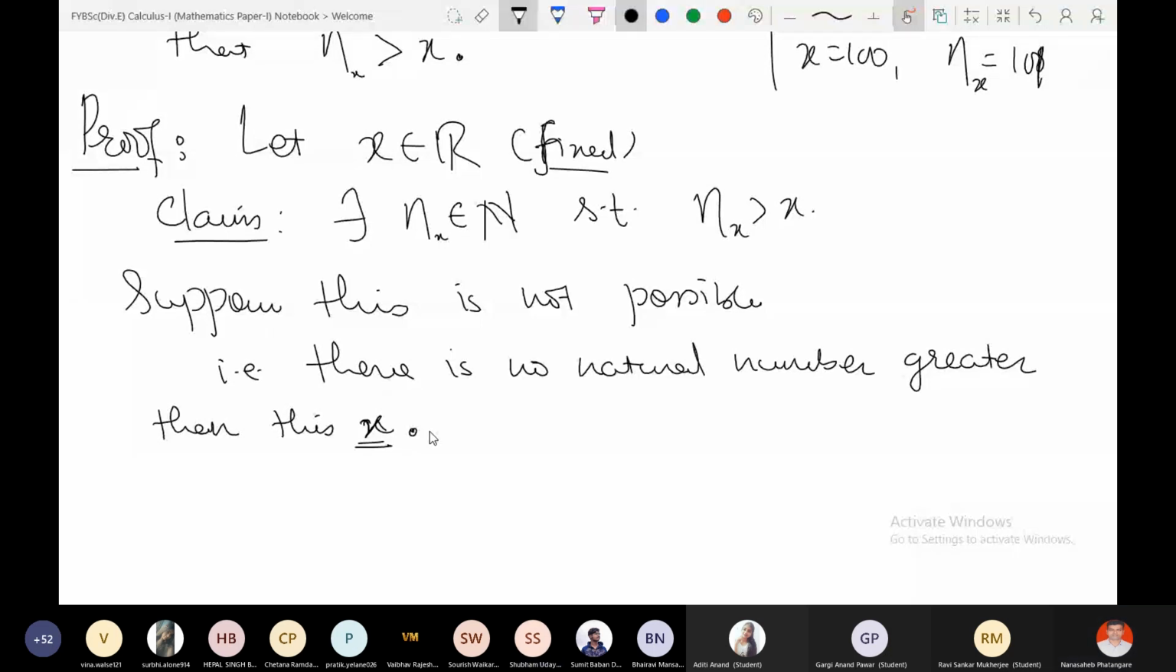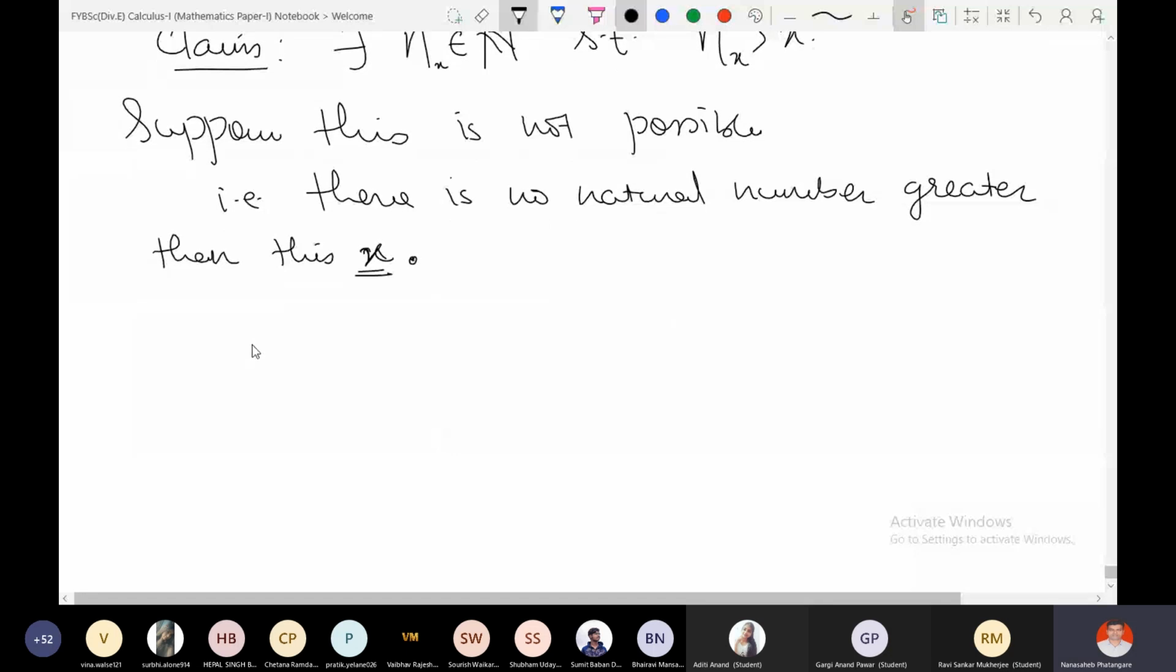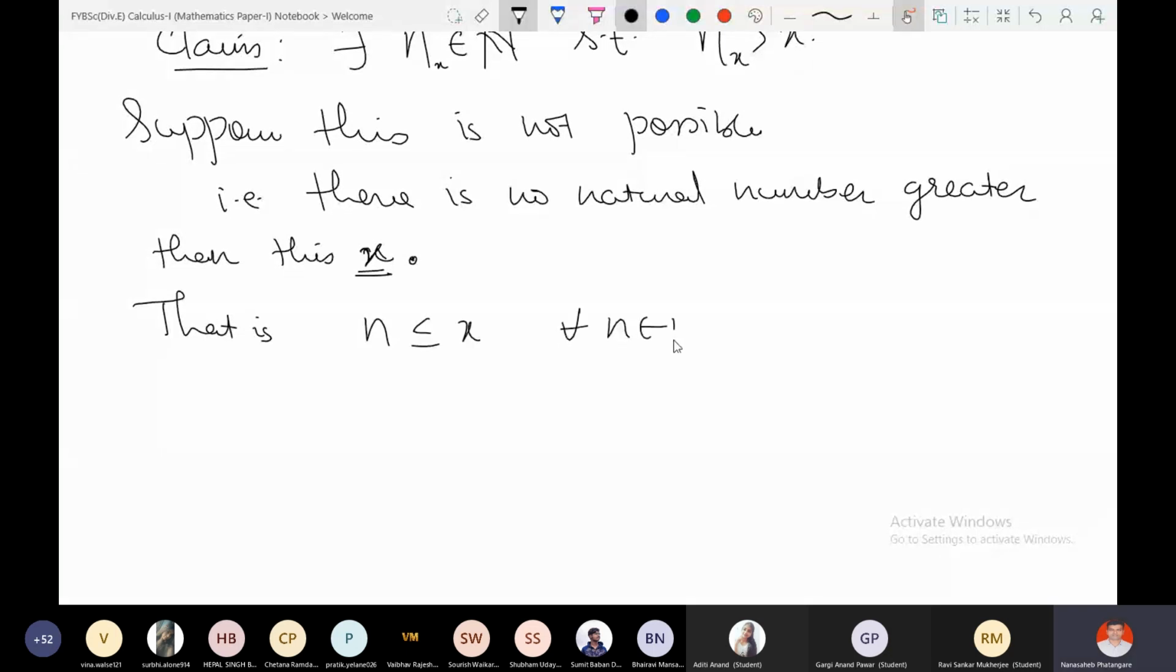Yes, sir. Right. So we are assuming the opposite. There is no natural number greater than x, so n is less than or equal to x for every natural number n. Correct? That means all natural numbers are less than or equal to x, meaning no natural number is greater than x. So you tell me what should be my next statement.